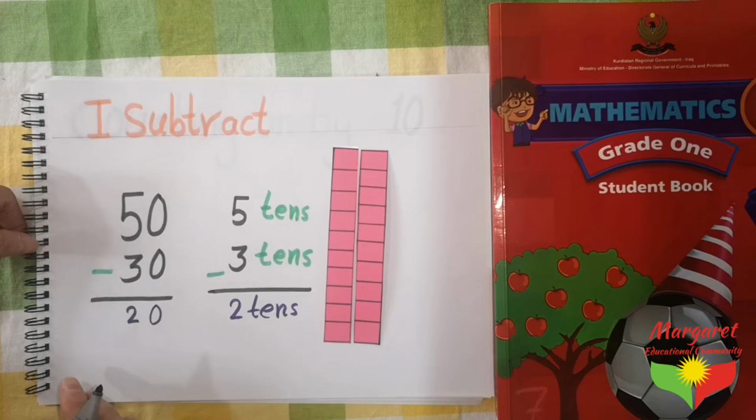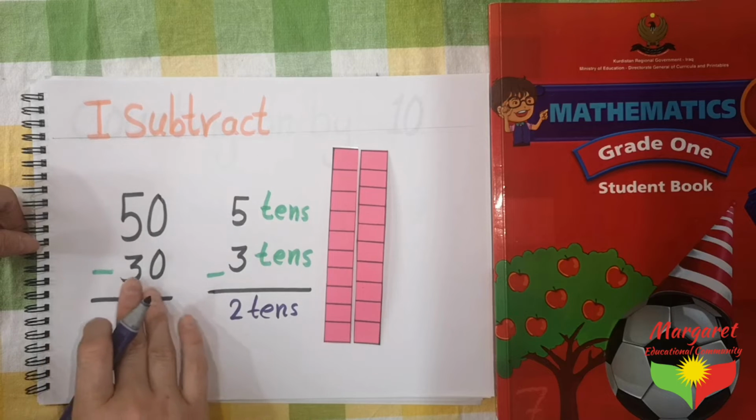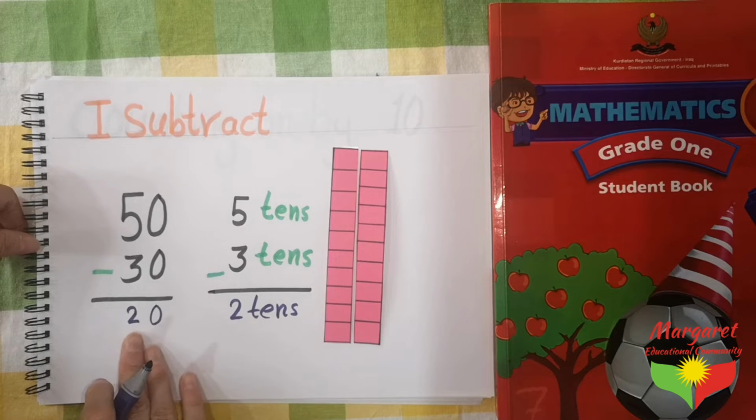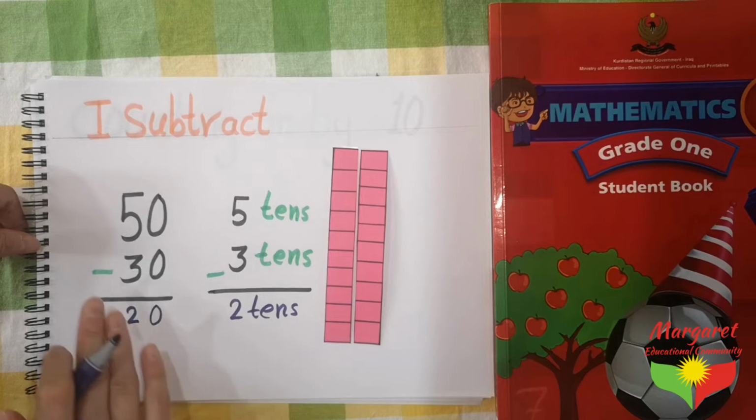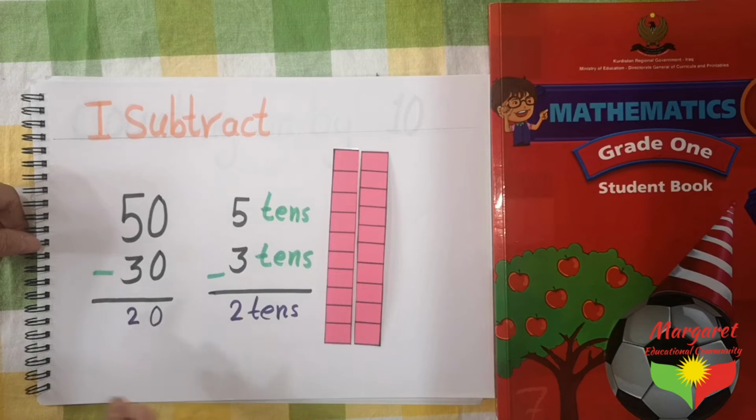So 50 minus 30 is 20. 20 is the difference because we have minus. So 2 tens are left.